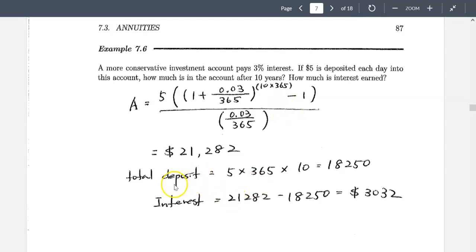So here it is. How much is the interest? When you're done with this, how much is it? After 10 years you get $21,282, but that's not entirely interest. That is how much you get back. But how much did you put in? You put $5 in a day for 10 years, so $5 a day for 365 days times 10 years. This is the actual dollar amount you put in, $18,250. The difference between how much you get back and how much you put in, $3,032, is the interest the bank pays you.